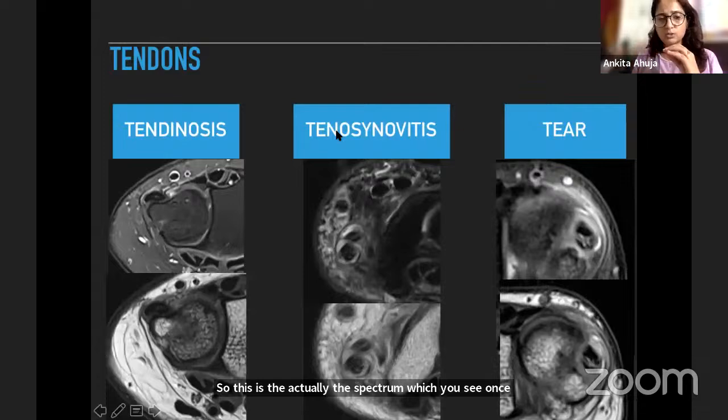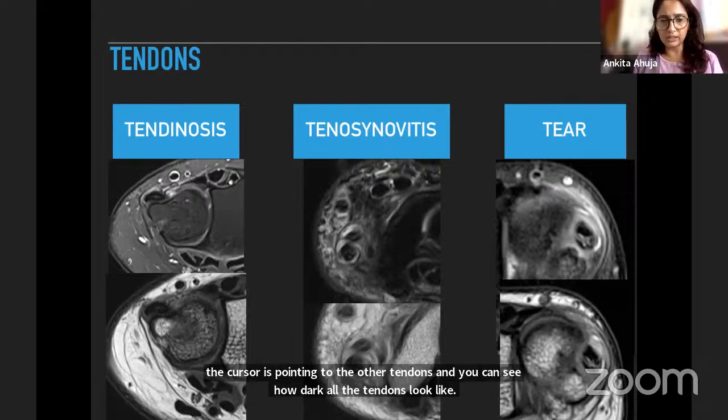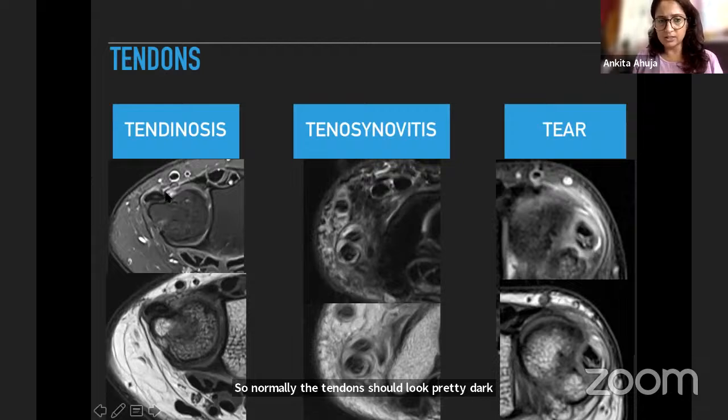Tendinosis means you see just increased signal within the tendon. See the cursor pointing to the other tendons, and you can see how dark they look. Normally the tendons should look pretty dark. However, in this case, this tendon shows some increased signal within. This is what is labeled as tendinosis, when there is misorganization or loosening of the collagen fibers, so we start to get some increased signal.